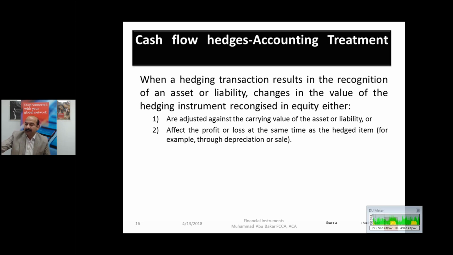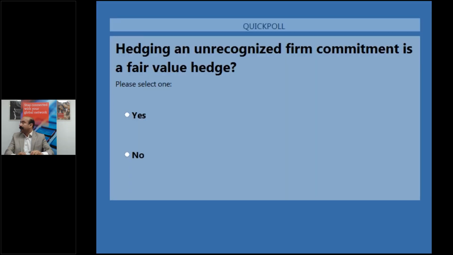Please, the pop-up question is in front of you. Not yet popped up, but in a while the question will be in front of you. Please answer this pop-up question. Question has been popped up. Hedging an unrecognized firm commitment is a fair value hedge.